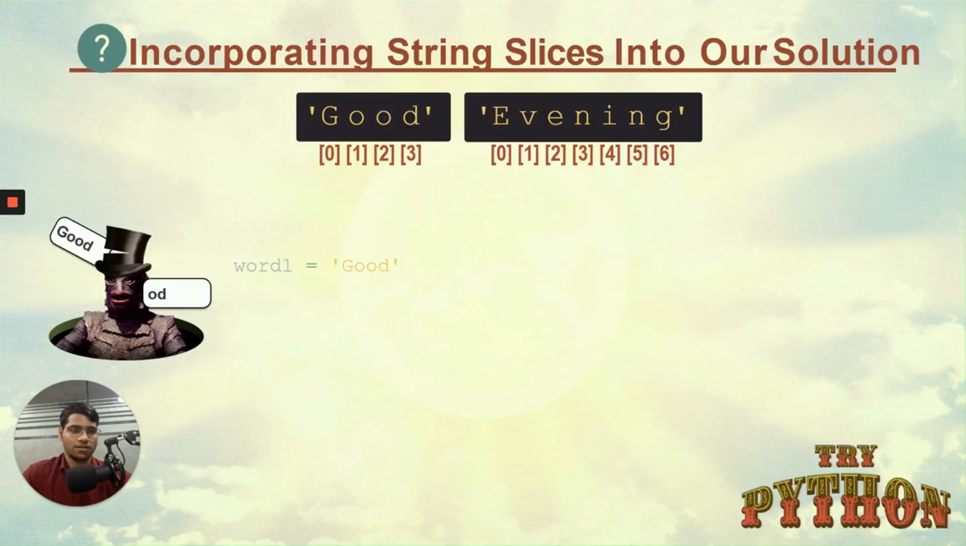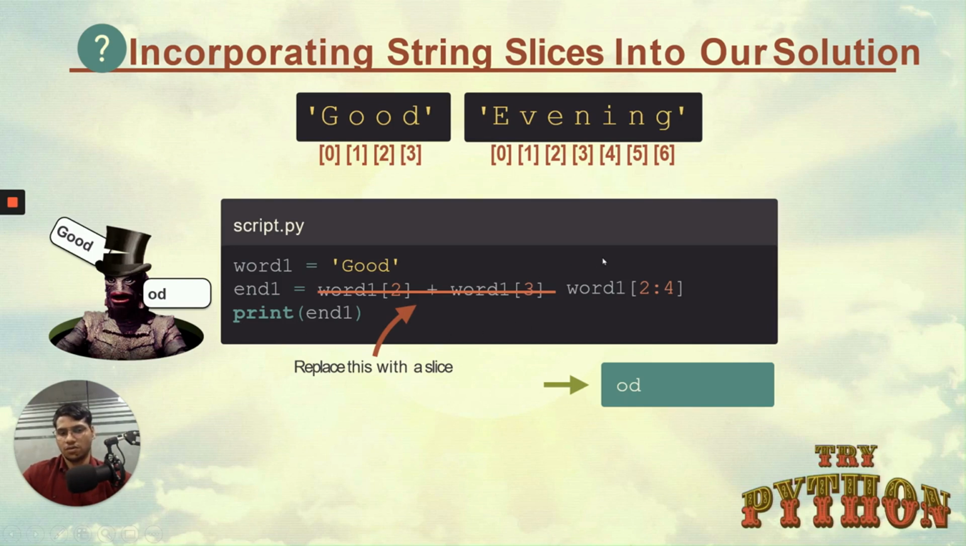Incorporating string slices into our solution. Now if I try to write the same code by using the string slicing, this is how my code is going to look like. But we still have some problem. The problem is I have to manually figure out where the center of my string is, that is the center index of my string. So is there a way I can solve this problem?